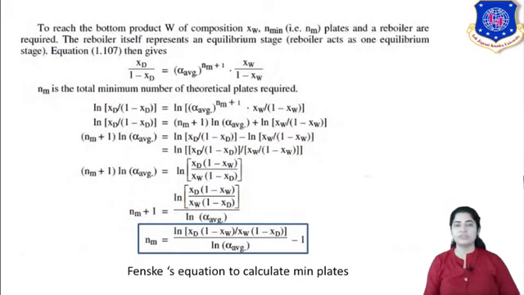Now you have to take the natural logarithm on both LHS and RHS, and finally you get the following relation: nm is equal to ln of xt into 1 minus xw upon xw into 1 minus xt, whole upon ln of alpha average. So this is your Fenske equation to calculate the minimum number of plates.